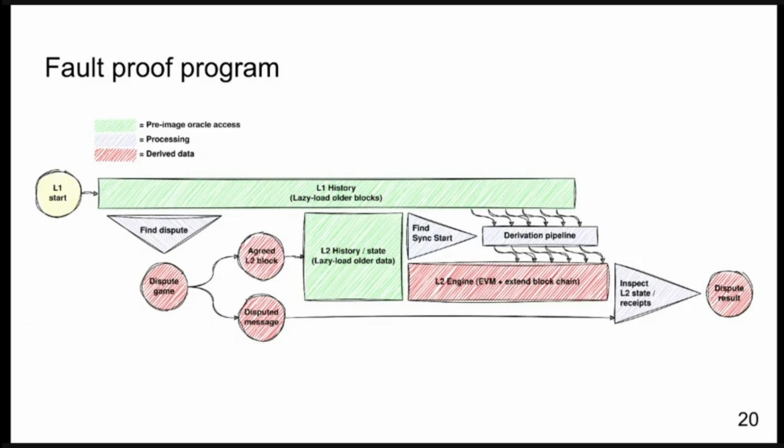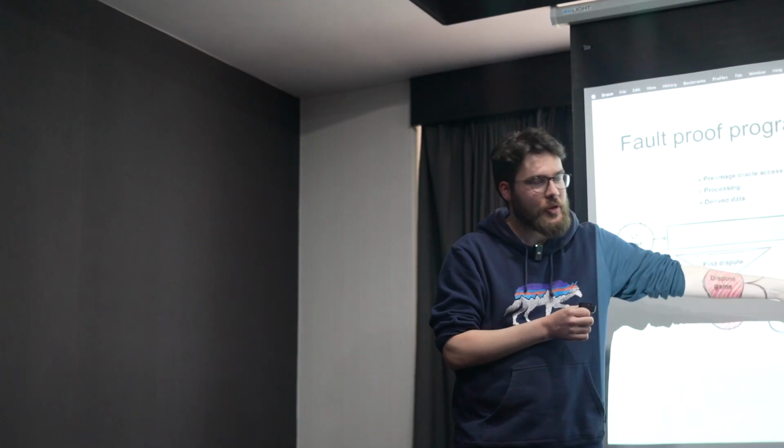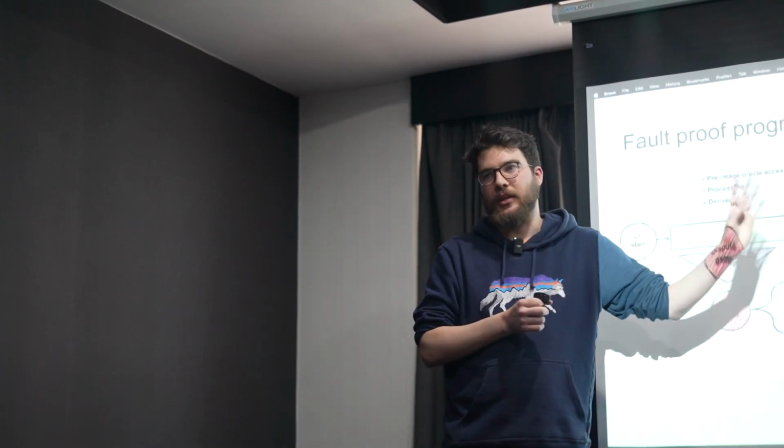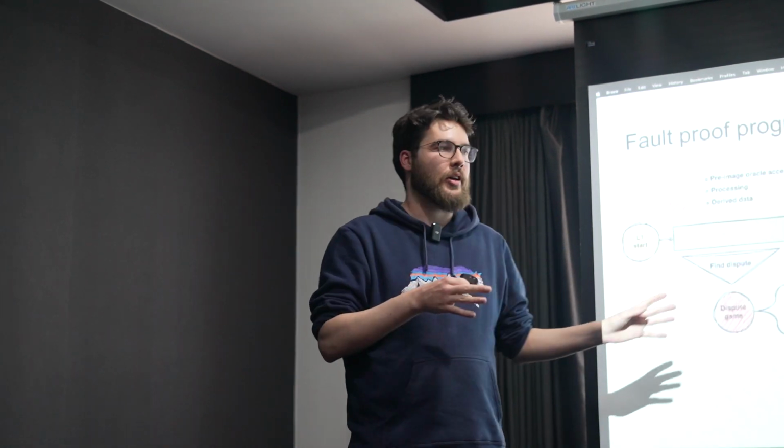And then when we have this derived data, when we know from the compute what our dispute game is, what the agreed layer 2 block is, what the disputed message is, this could all be part of the program. It doesn't have to happen on chain or on layer 1. We could take the data and compute it, we could process it by first finding the sync starting point, then deriving the new attributes, processing it in the layer 2 EVM, and then finally inspecting our new state, extracting the outputs.